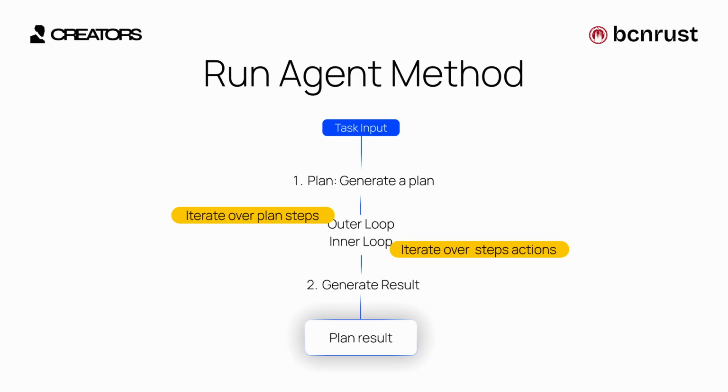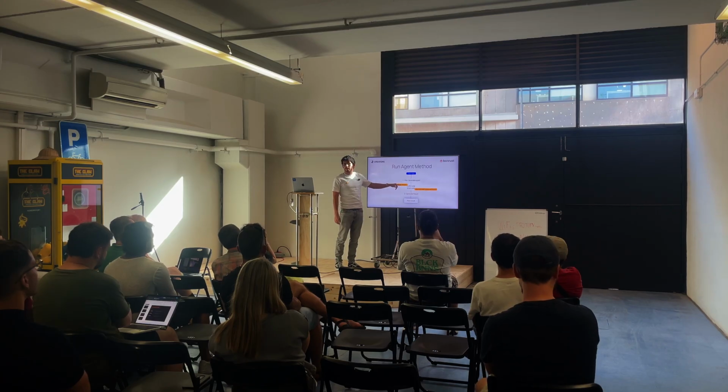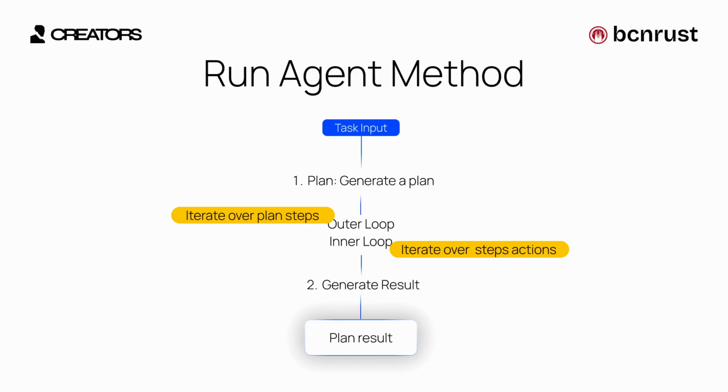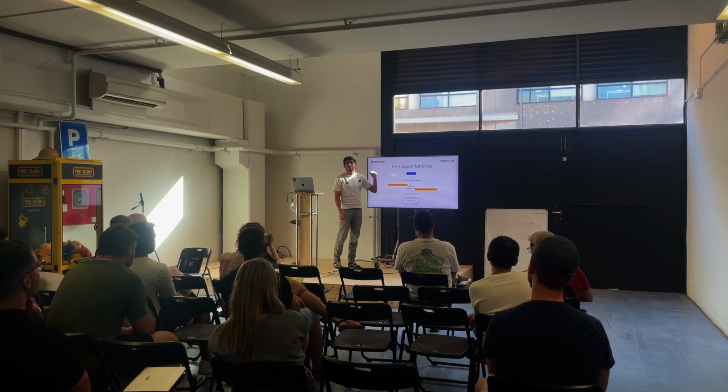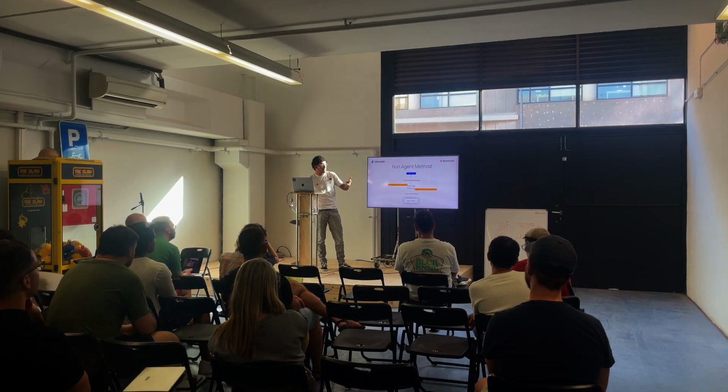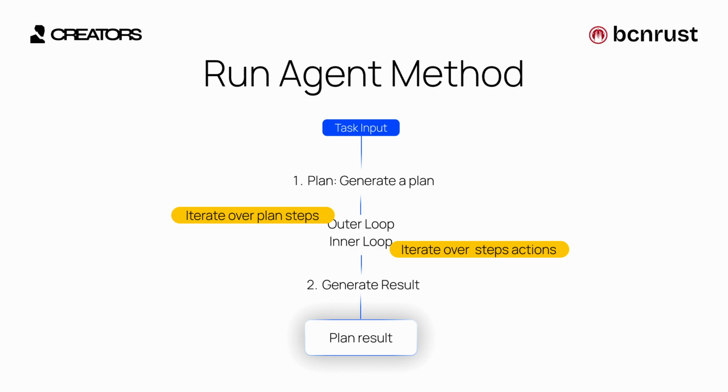So the run agent method, given a task input as an argument, generates a plan with different steps, then iterates over each plan step in an outer loop, and inside each step it will again iterate to try different actions that complete this step. That way, after going back and forth through both loops, we can generate a result, with each step successfully completed. And we will have a plan result.